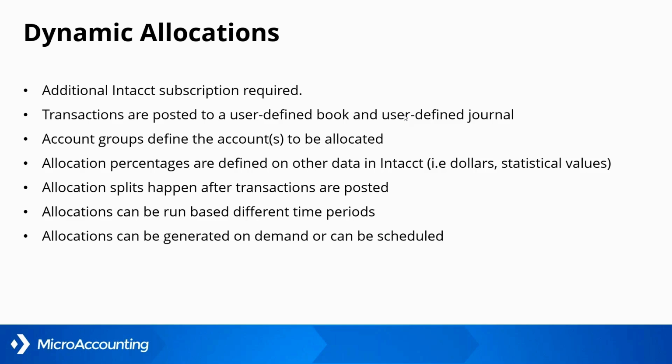These allocation splits happen after transactions are posted. So you run the allocations based on a different time period. So when you set the allocation up, you can set whether that's going to be run based on data for current month, current year, current quarter, whatever the case is. And then you generate those and run those allocations, either generate those on demand or you can set them up and run them on a schedule. So you're generating those. Those are typically things that are happening at month end. So you're taking a full account balance and allocating that out versus at the time that you're entering the transaction.